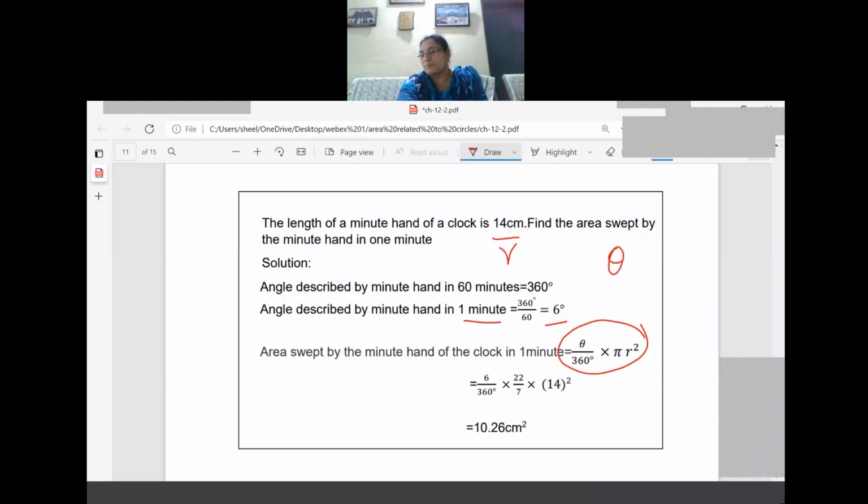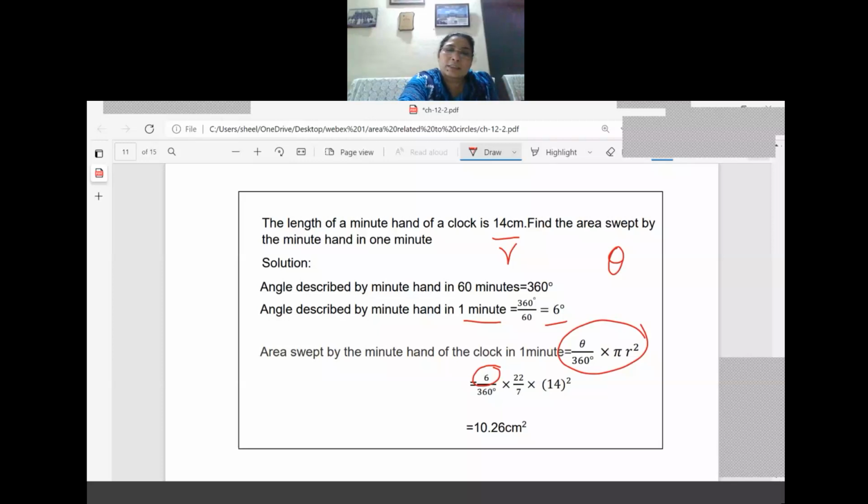That is the previous point I explained. Area swept by the minute hand of the clock in 1 minute. First write the formula, then just substitute theta equal to 6 only. So 6 by 360 into 22 by 7 into 14 square. The solution is 10.26. That I am not bothering about. You should learn how to substitute for theta here, right? So how to substitute theta?